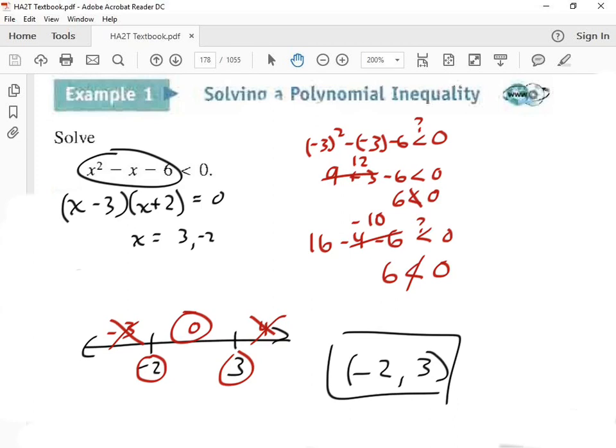Here are a couple of vocabulary terms that you guys need to know. This is an interval. This is not a coordinate. It looks like a coordinate, but it's not. It's an interval. These numbers right here are called critical values. And I think that's it. This is called an inequality.